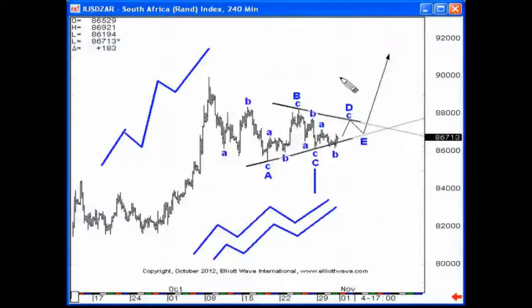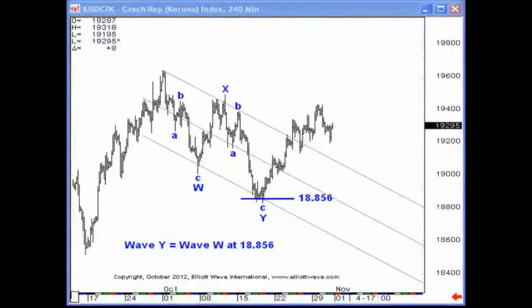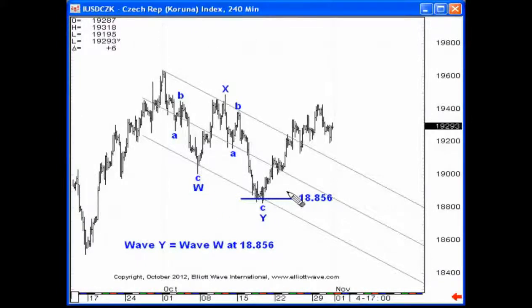Let's look at a few more price charts. This was a price chart we also looked at. This was the Czech Republic currency, and we also identified this move to the downside as a WXY, which bottom line argued for further rally to the upside. We did push higher, but we appear to have stalled.